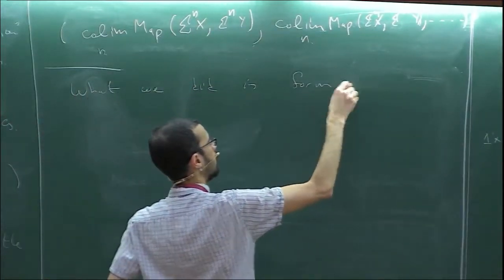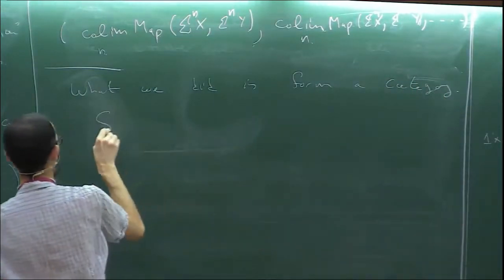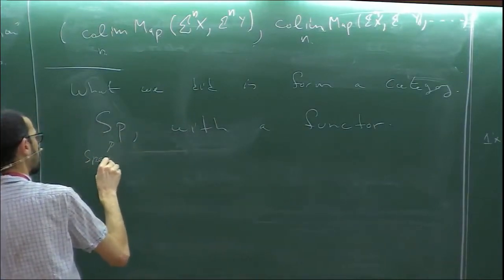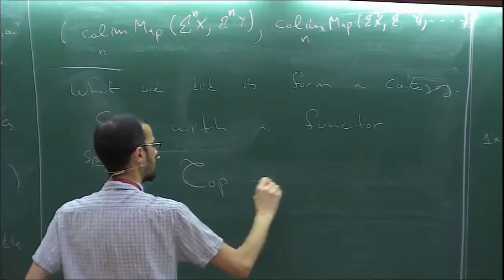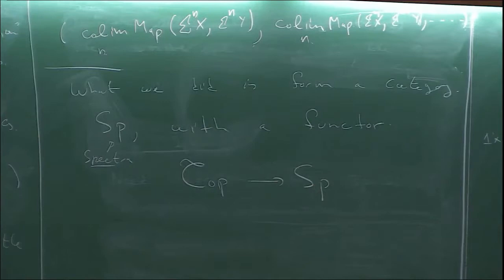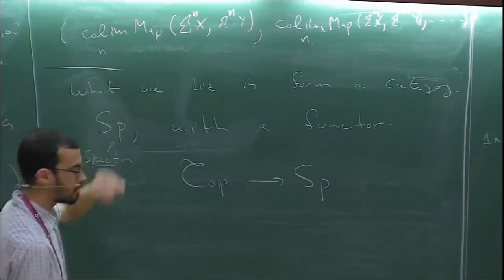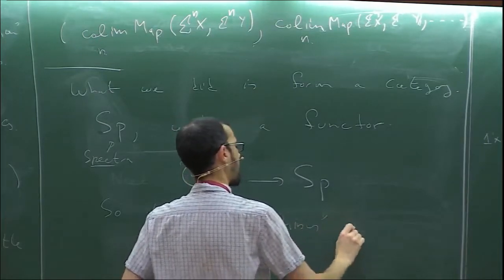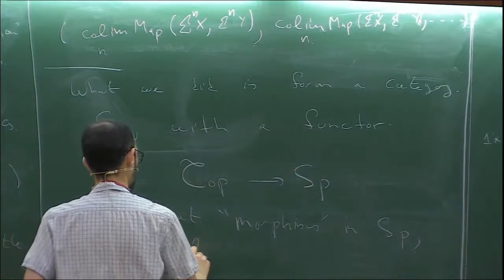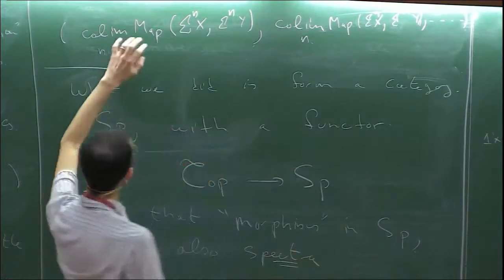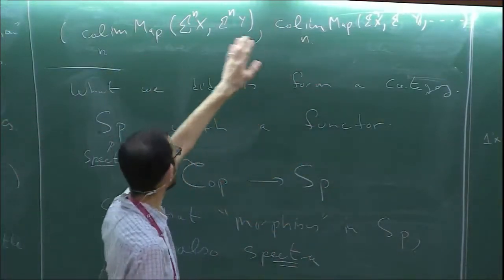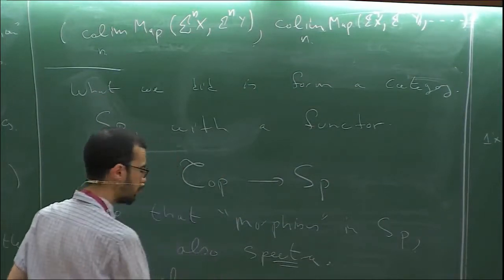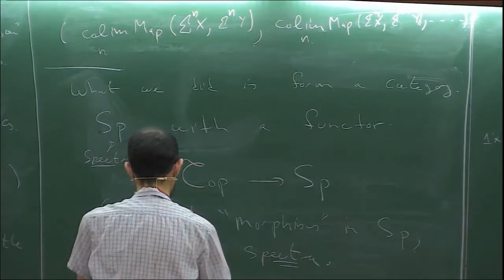is form a category, let's call it SP, with a functor spectra from topological spaces to SP. Okay, but not only did I do this, I also made the morphisms in SP themselves spectra. That's what this definition is. But if you take a spectrum, you can always just ignore all the rest of the data and focus on this first part. So, if you're careful, you can get a space from a spectrum.